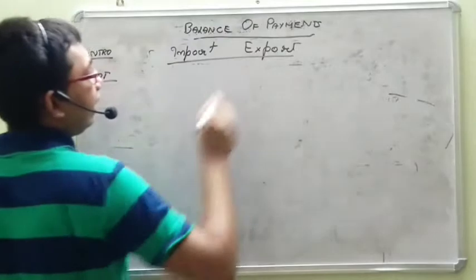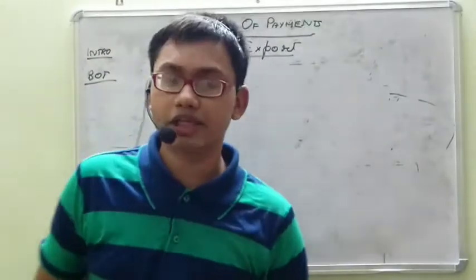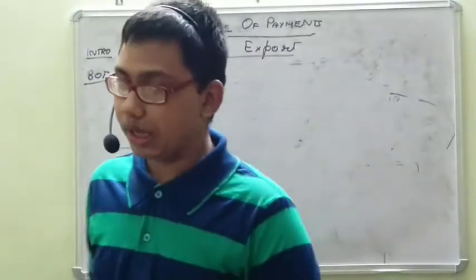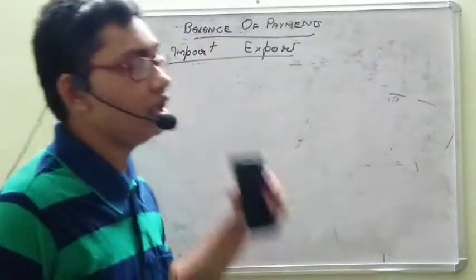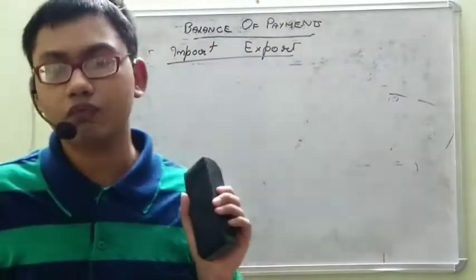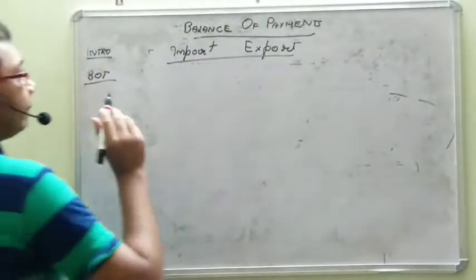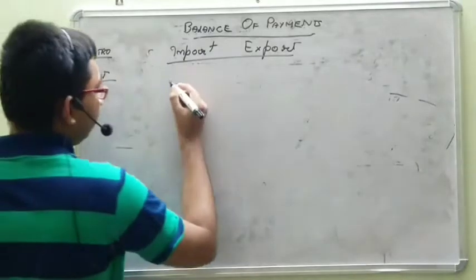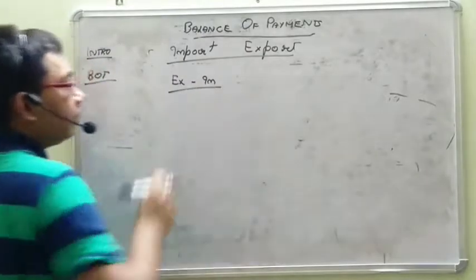Right, import and export. Any transaction relating to import and export of goods and services will come in balance of trade. Generally, the balance of trade (BOT) will be export minus import. This will be the balance of trade.